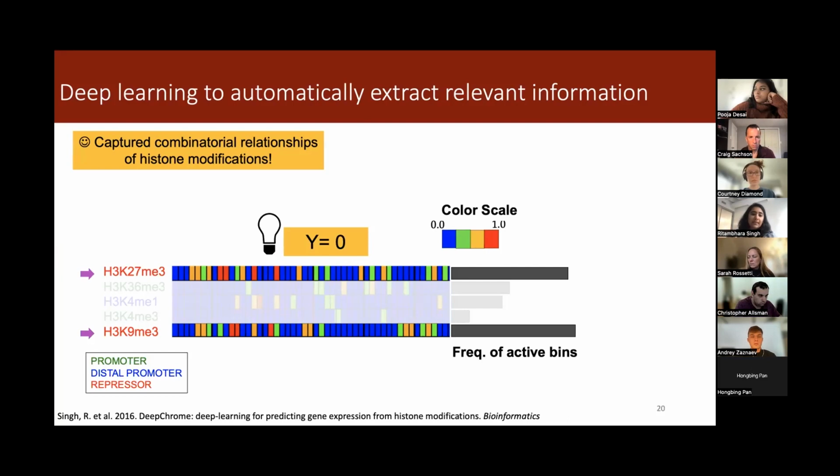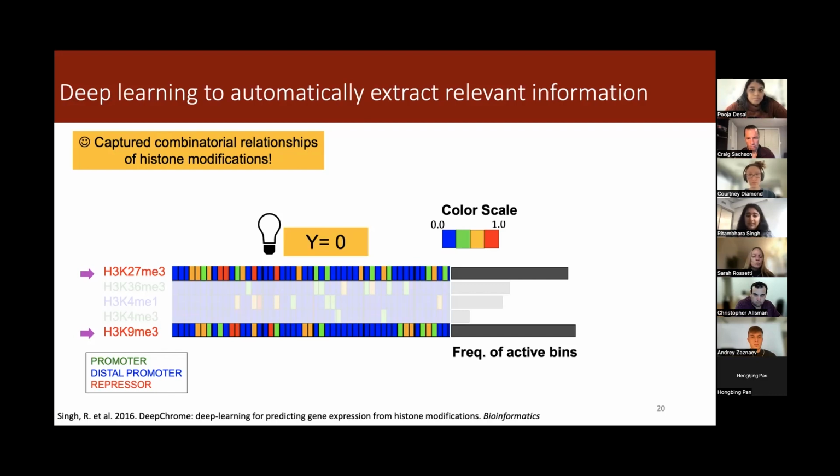So what we found was that whenever the model predicted the gene expression to be off or repressed, the features that it considered most relevant were the histone marks H3K27me3 and H3K9me3. And this was interesting because these two marks are known in the literature as repressor marks, and so they are known to repress gene expression. And this is not information that we gave the model, it's something that it picked up on itself.